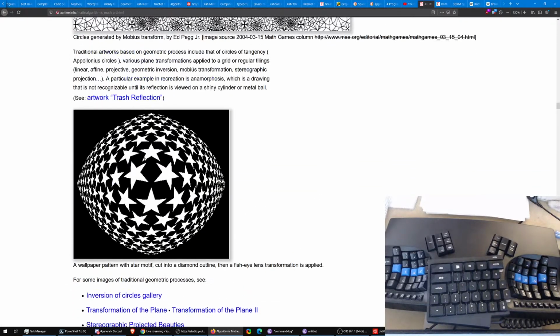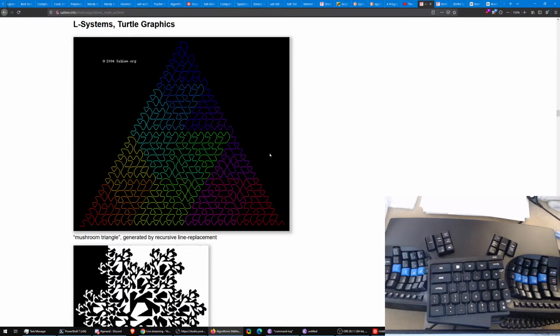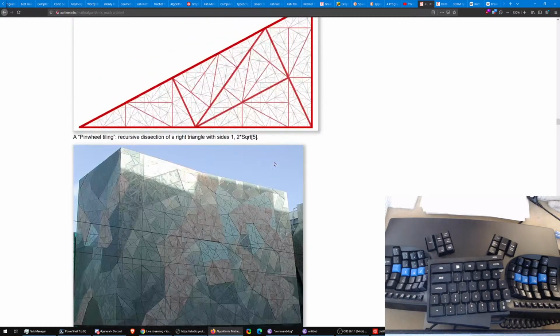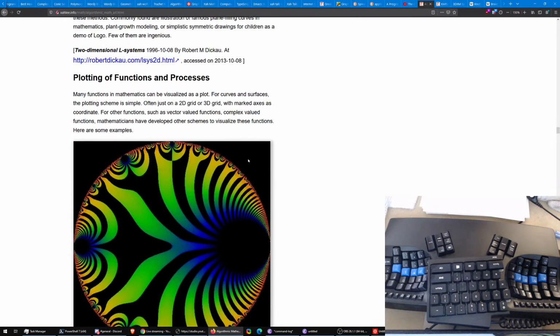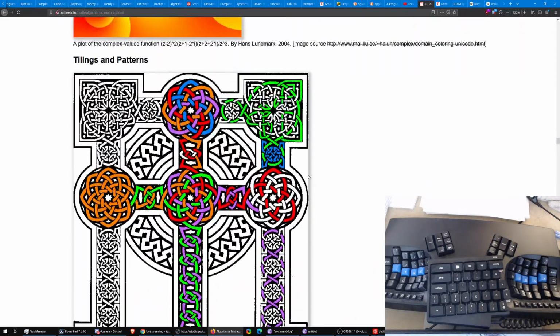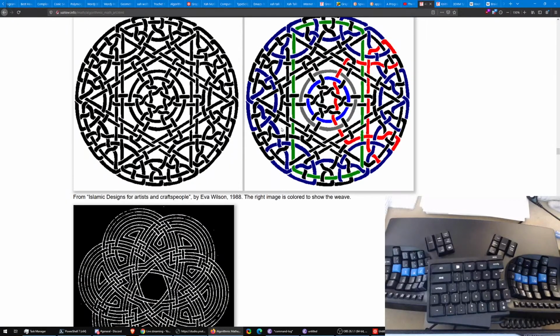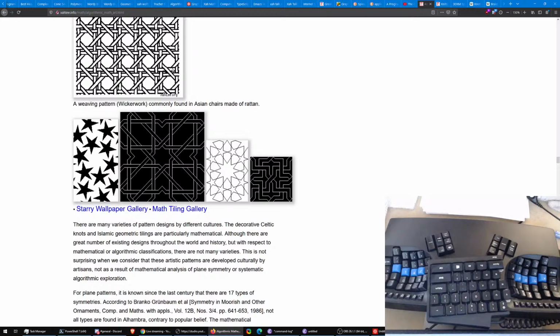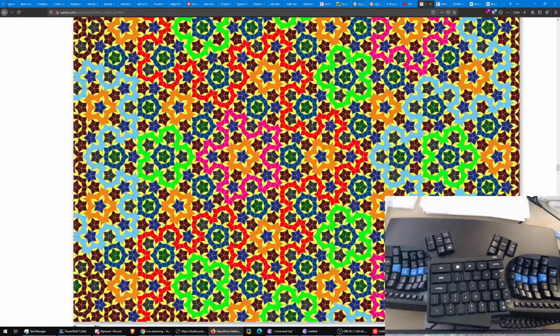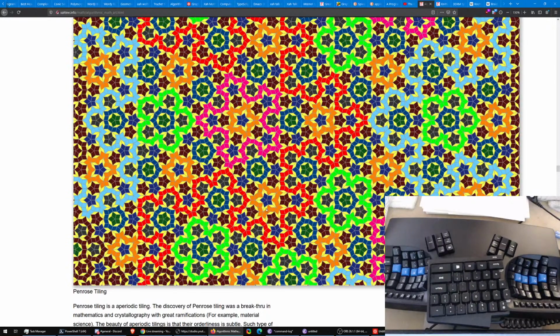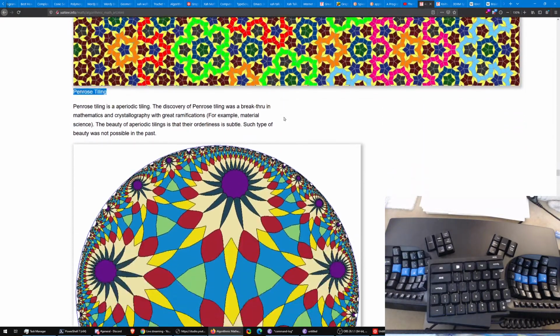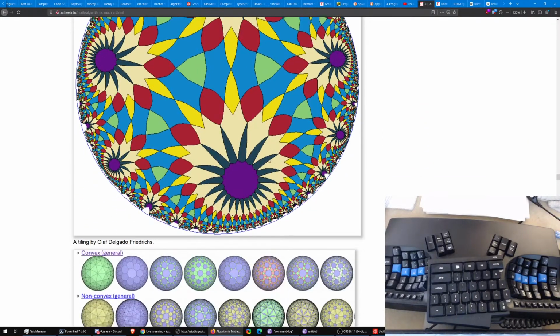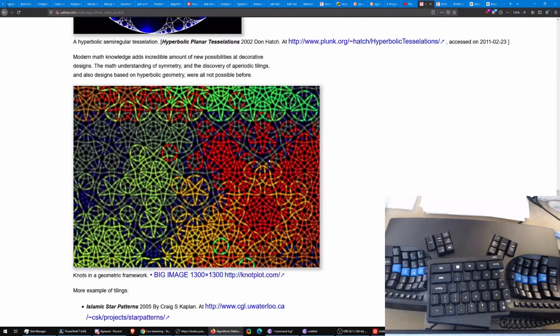And plane transformation, fisheye lens kind of thing, and L-systems, turtle graphics, fractals, recursion, artwork made out of recursion. Then you have plotting function processes. Then you have Celtic knots and braids, and this is, I believe, Islamic style artwork. And you have weaves and patterns, and this is a modern thing. Penrose tiling also, the history of Penrose tiling is amazing. If you have not yet, go read up on Wikipedia the history of Penrose tiling. Then you have hyperbolic tilings or some other hyperbolic geometry.